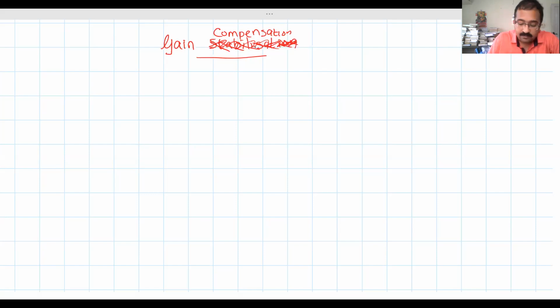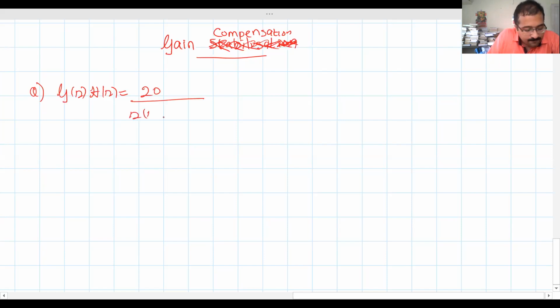For example, let us try this question. If G(s)H(s) is equal to 20 divided by s into s plus 2 into s plus 5. We are asked to design a feedback system.